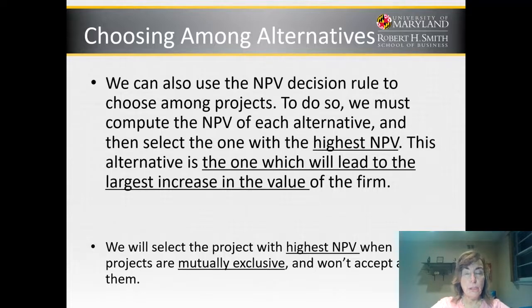And as I mentioned earlier, that means when projects are mutually exclusive and we won't accept all of them, we choose the one with the highest NPV. And you will be having a problem to do, where you need to calculate which is the project among mutually exclusive ones, in the homework that we have.